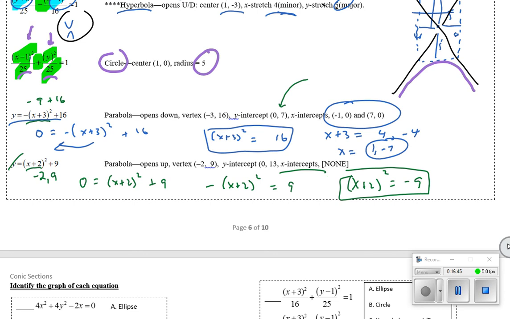How do you find the y-intercept? You let x be 0. So if x is 0, that says 4 plus 9. The y-intercept is 0, 13. Once again, how do you find the y-intercept? Let x be 0. How do you find the x-intercept? Let y be 0.